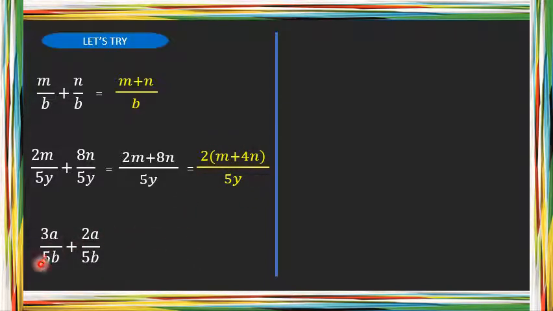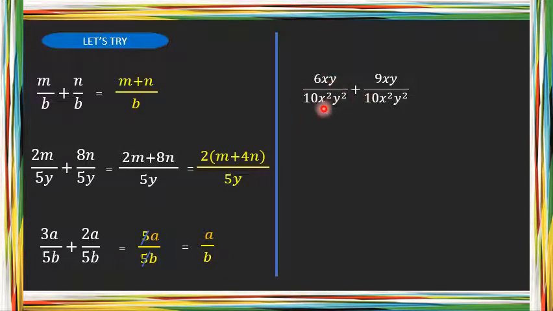Another, 3a over 5b plus 2a over 5b. Again, copy the denominator and combine the similar terms. Since these are similar terms, we have to combine the numbers. So we have the 5a over 5b, then cancel out the 5. So the answer is a over b.